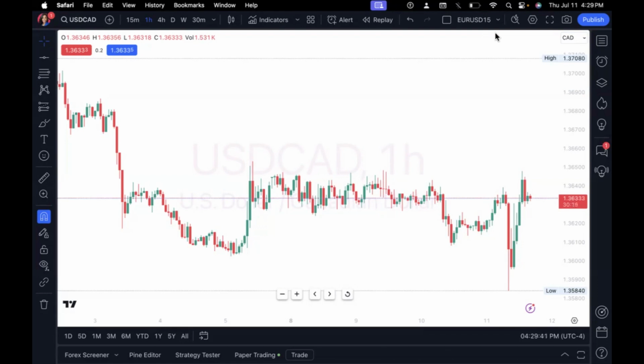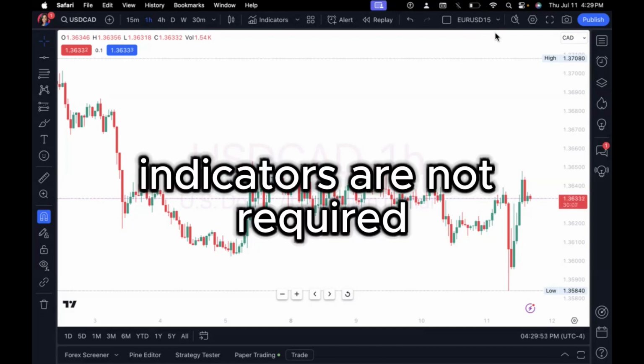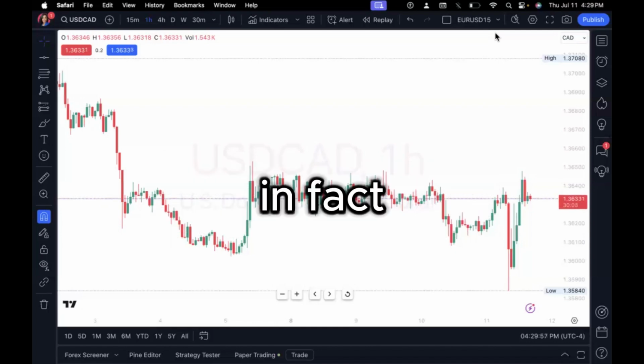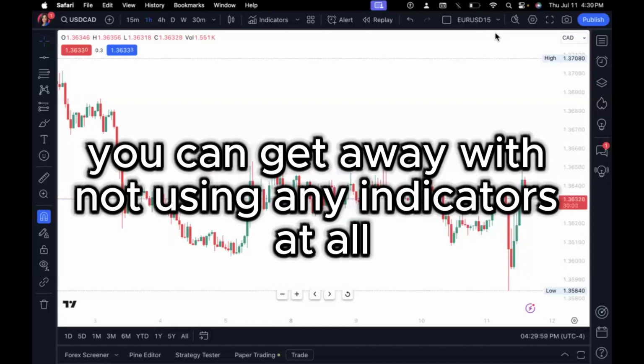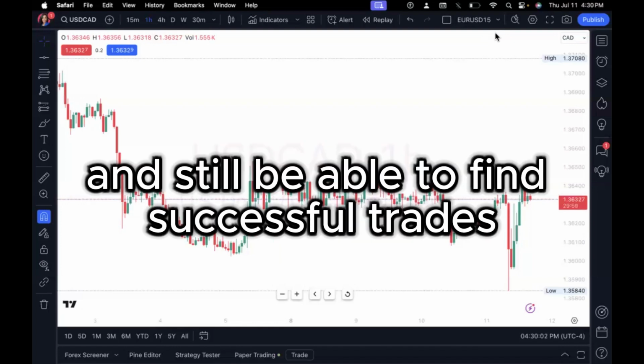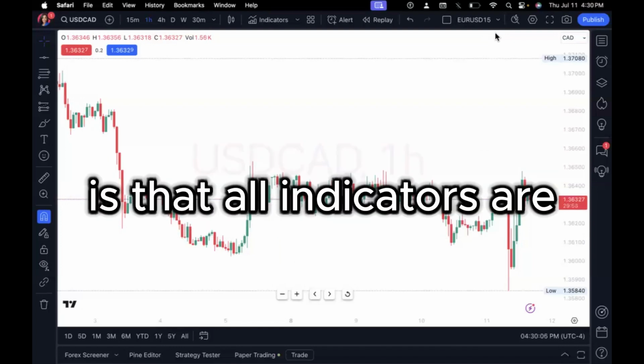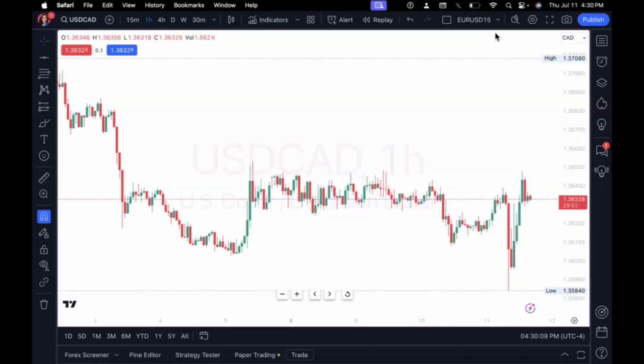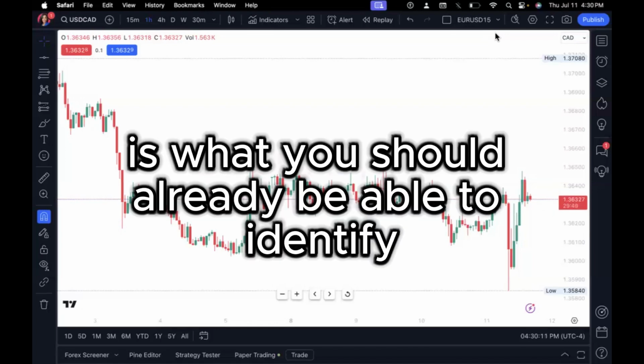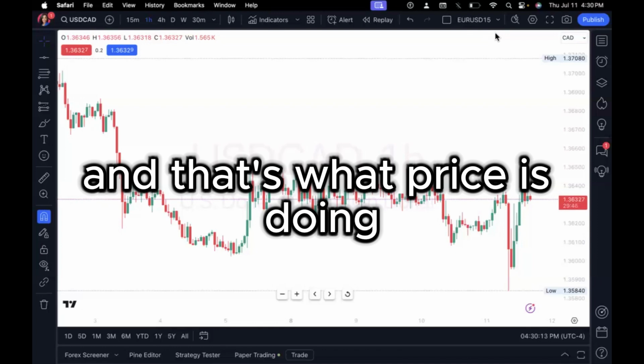So with that being said, let's get into today's lesson. I'm going to be telling you guys how to use indicators on TradingView. But before I get started, I want to let you know that indicators are not required in order to be a profitable trader. In fact, you can get away with not using any indicators at all and still be able to find successful trades, because all indicators are showing you is what you should already be able to identify, and that's what price is doing.